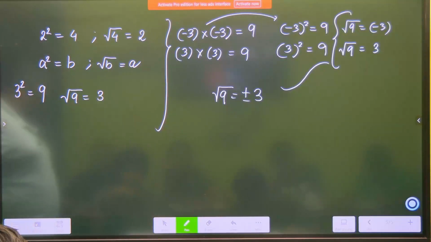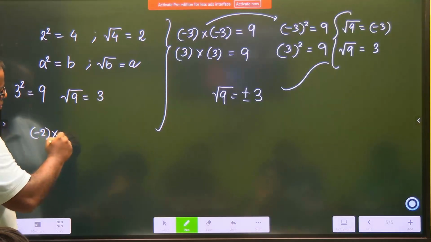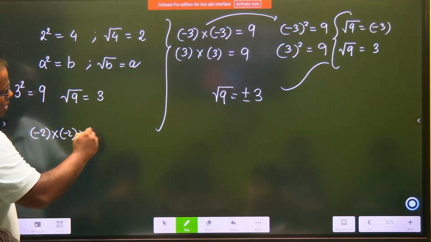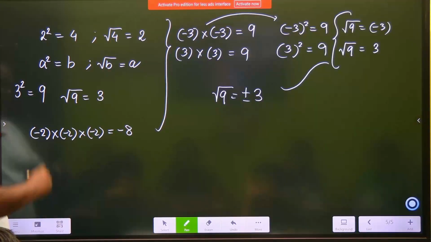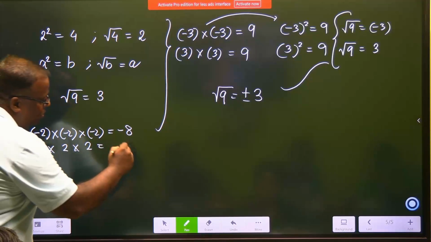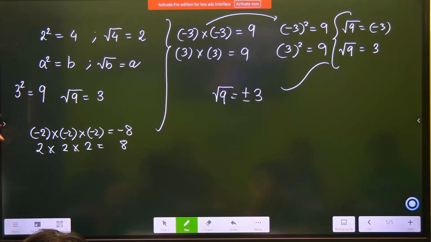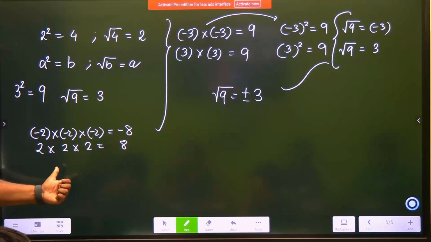However, if you do cube, see how it works in cube. Negative 2 multiplied by negative 2 multiplied by negative 2. How much will the answer be? Negative 8. But if you multiply 2 by 2 and then again by 2, you will get 8. This logic does not hold in the case of cube root.